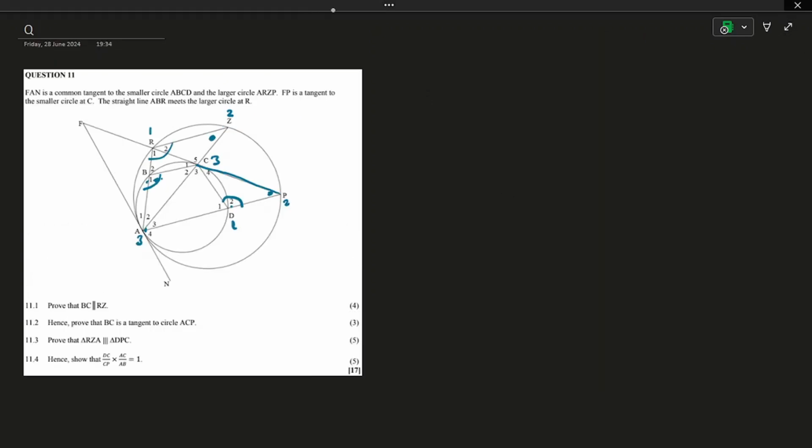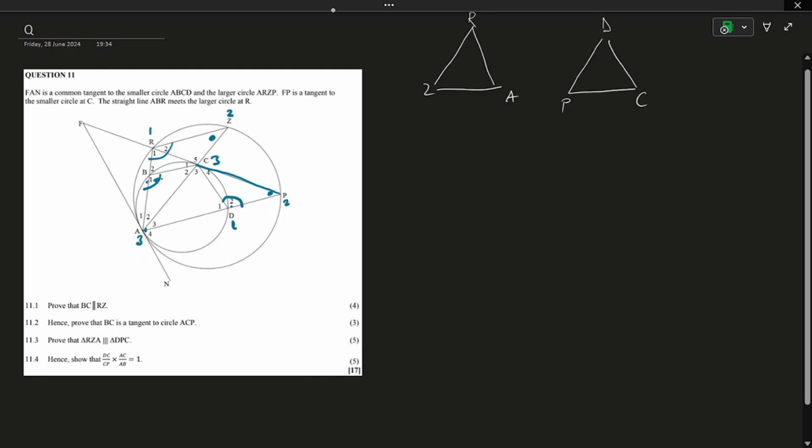Because the things that we proved earlier will be very important in this question, we still need those two triangles of ours. So we still need our RZA and our DPC. Now, what are we trying to prove? First, we write it down. We write that we are trying to prove DC divided by CP multiplied by AC divided by AB is equal to 1.